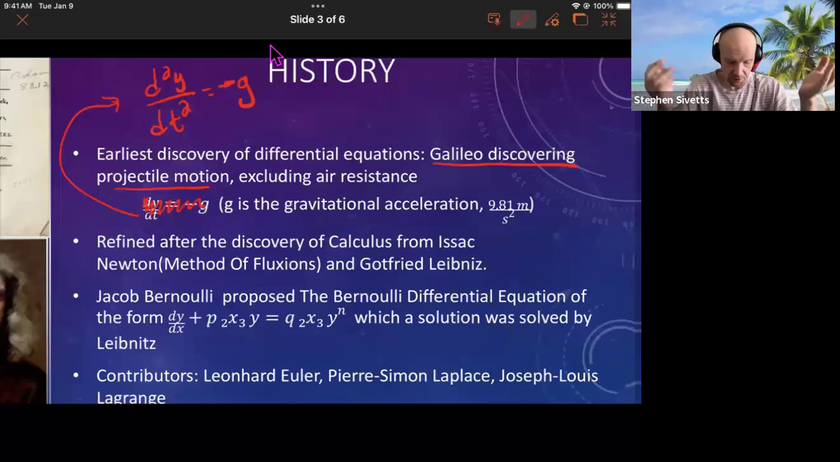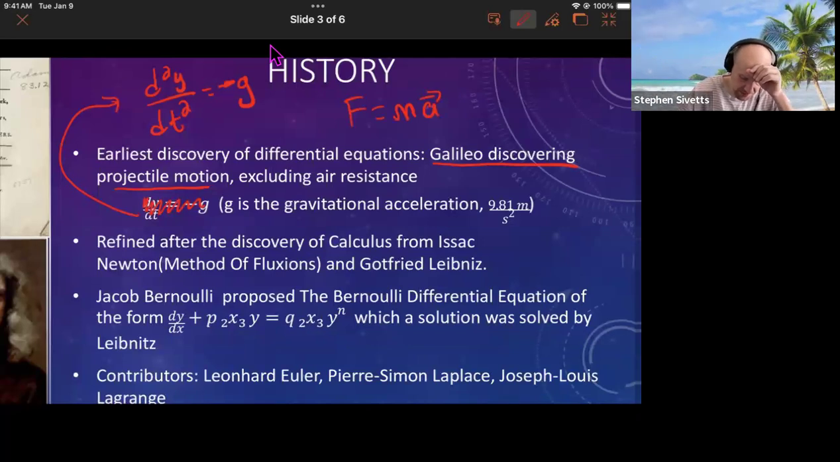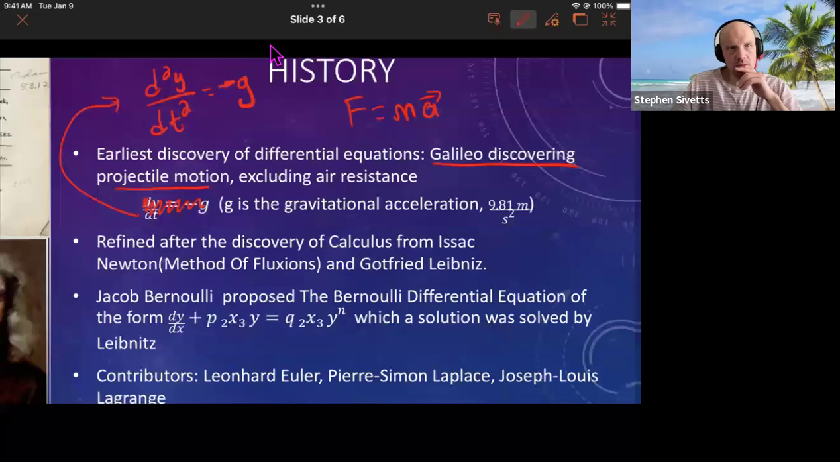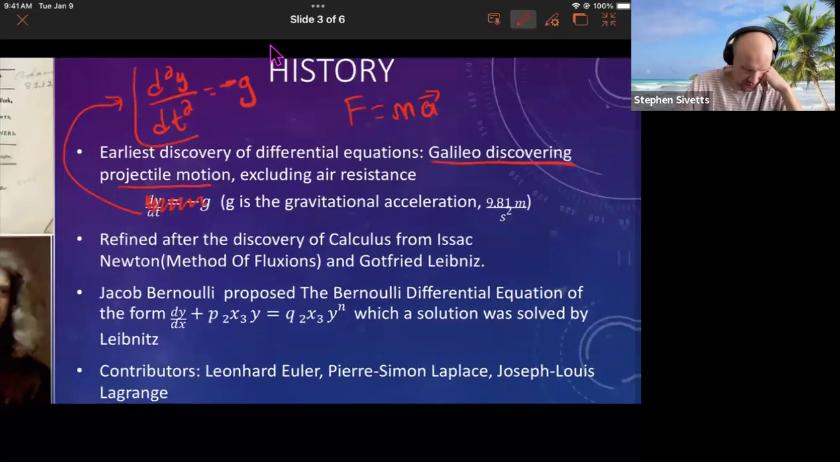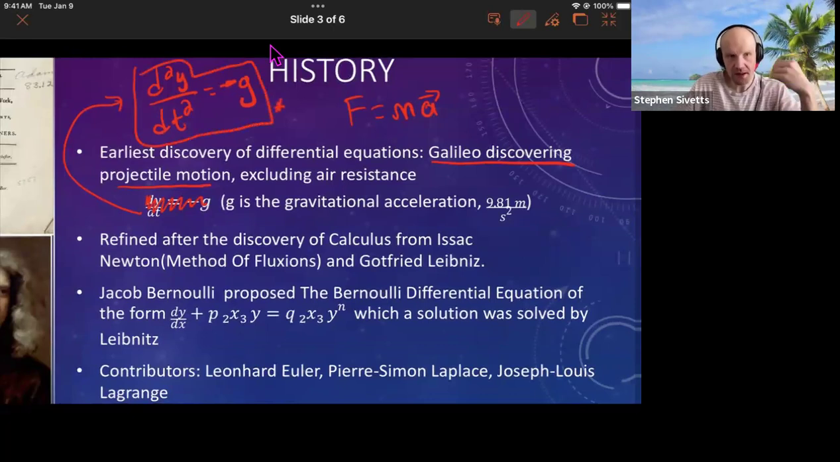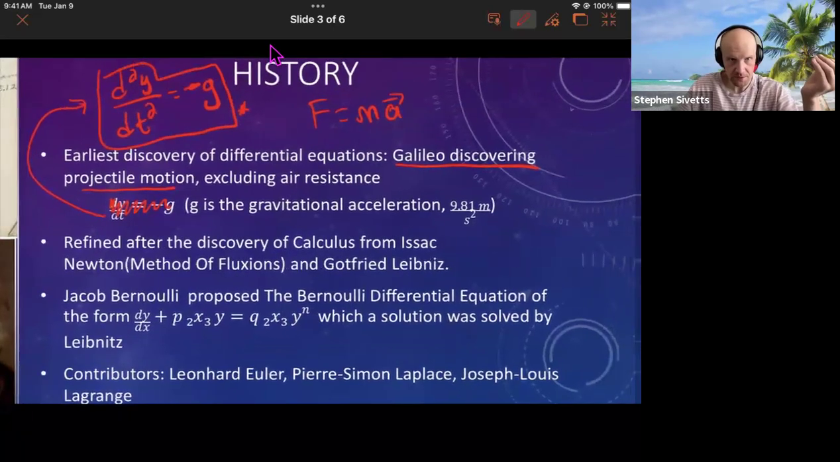This here is the differential equation that describes projectile motion, and it refers back to Newton's second law of motion, F equals m times a, mass times acceleration. With Galileo's projectile motion, the only force acting on the object is, by assumption, gravity. So no external forces are involved, excluding air resistance. This is a differential equation that models projectile motion.